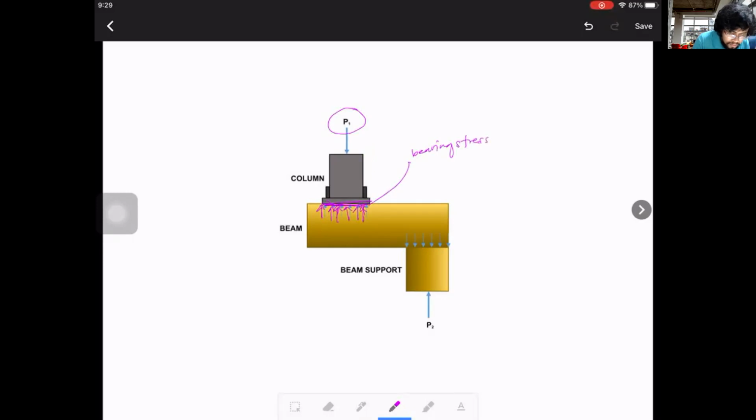Similarly, we have a bearing stress here between this beam support and the beam itself. But in this kind of diagram, or in this kind of situation, the beam would be having a bearing stress opposite to the direction of the one between the column and the beam.